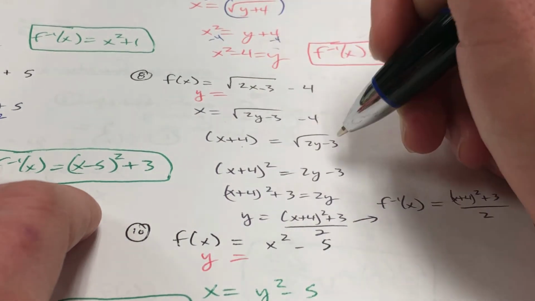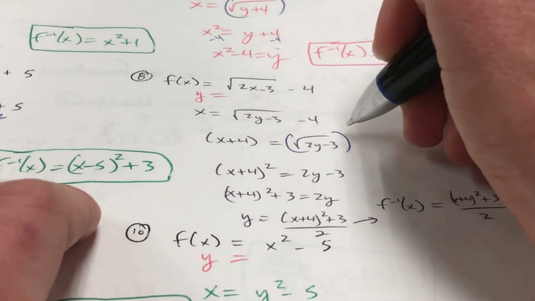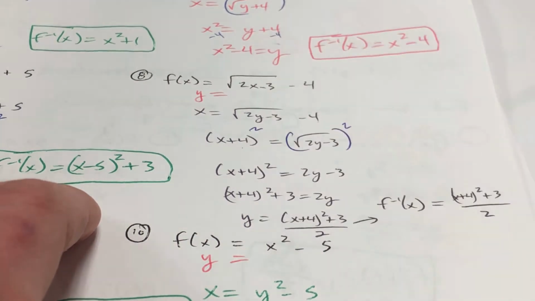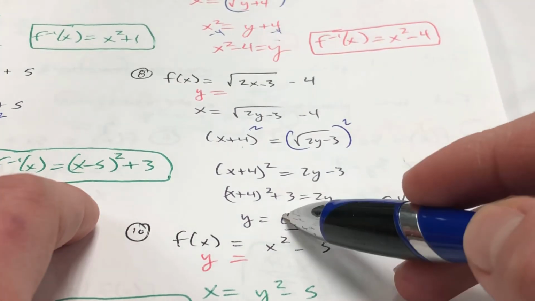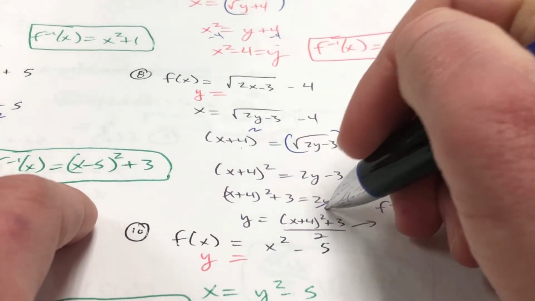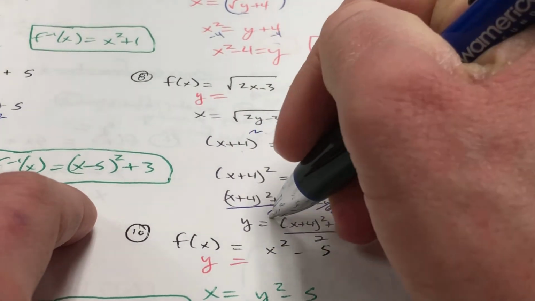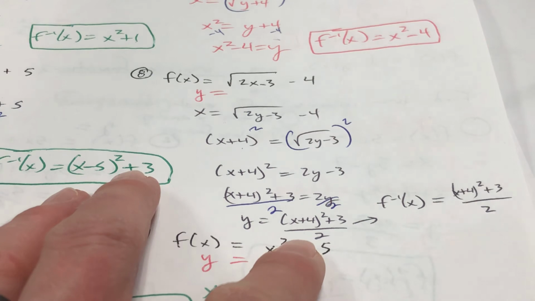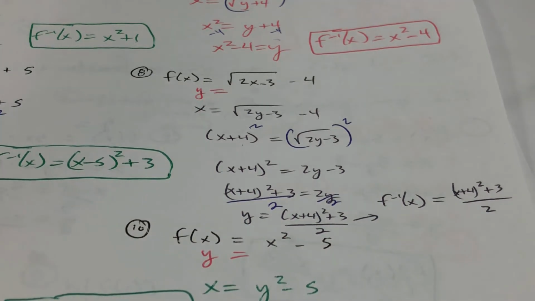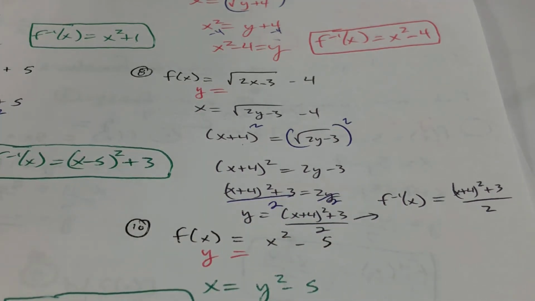Okay, I put parentheses there too early. But now I'm going to square both sides, so here come the parentheses. x plus 4, all of it squared, is equal to 2y minus 3. I'm going to add 3 to both sides. Then I'm going to divide by 2. A lot going on here. But f inverse of x is equal to that. Again, you don't need to FOIL the x plus 4. Write it, leave it as such.